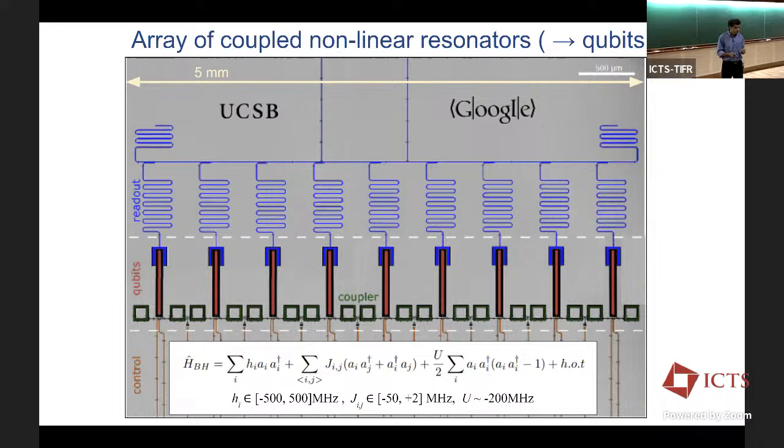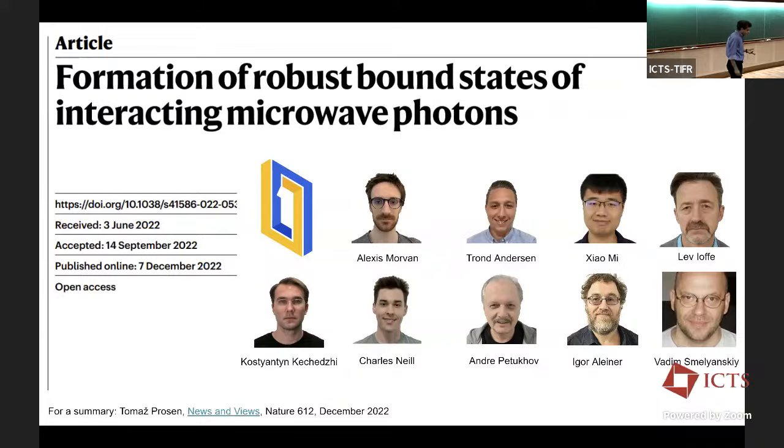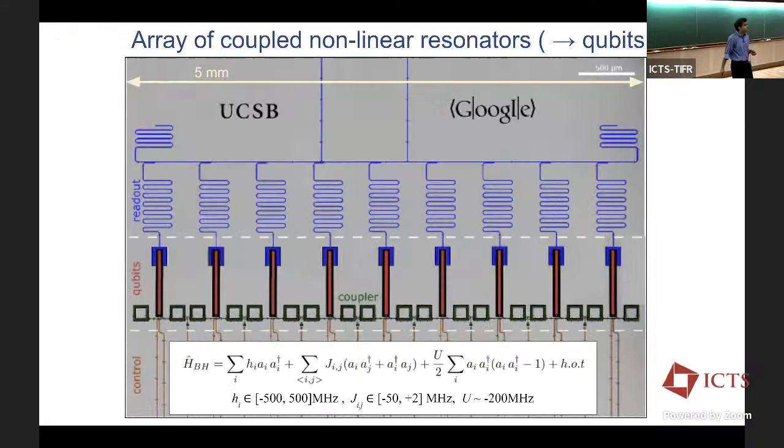But usually we don't go to the Bose-Hubbard limit. We are usually pulsing these qubits such that we realize 2-qubit unitaries and whatnot. So we have better control over them, and we can talk in terms of fidelities and whatnot. So yes.